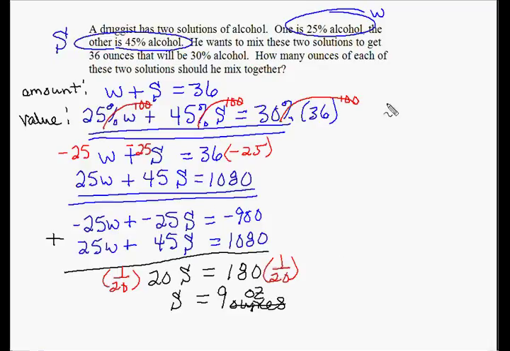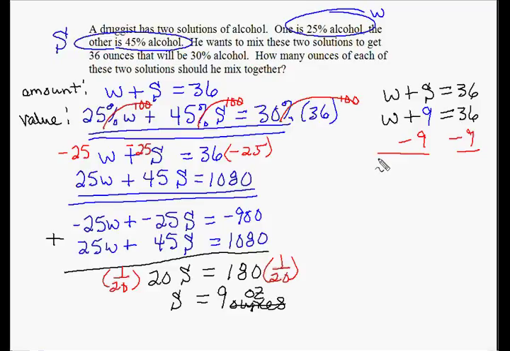I'm going back to that first equation we had, W plus S equals 36, and plugging in this value 9. For S, we have W plus 9 is equal to 36. Solving for W, we add a negative 9 to both sides of the equation. W is equal to 27.